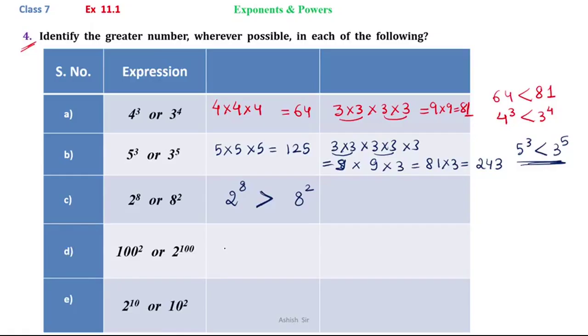Similarly, we have 100 to the power 2 and 2 to the power 100. So we see that the power of 2 here is greater. So 2 to the power 100 is greater than 100 to the power 2.